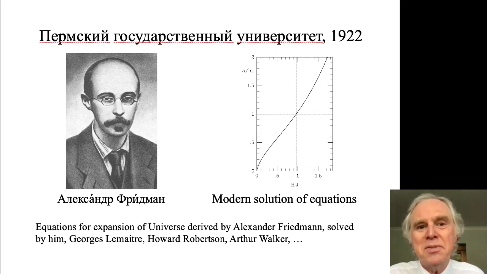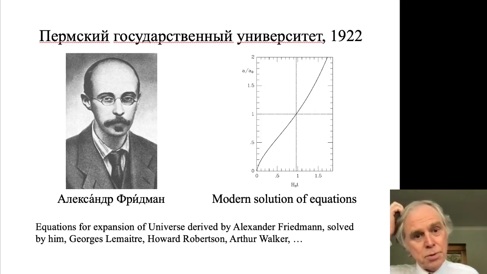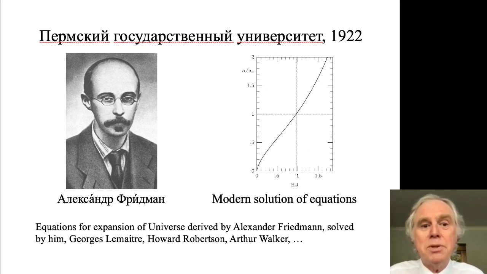So the current value would be 1, and I can read off from this solution what the age of the universe is in units of inverse Hubble constant, so in units of about 14 billion years. So for this solution, using the best current physical parameters, I get a number of about 13.6 billion years. So let's use 14 billion years in round numbers.